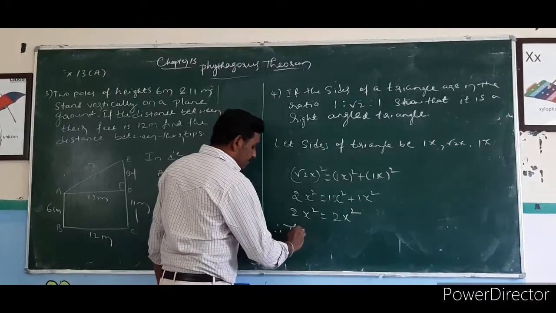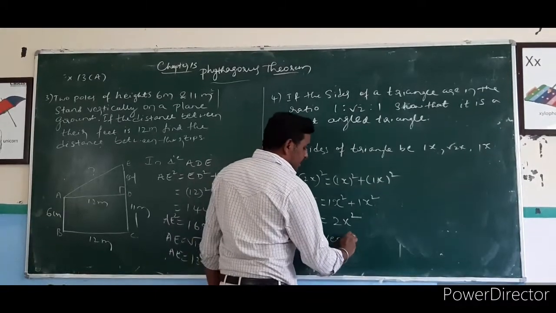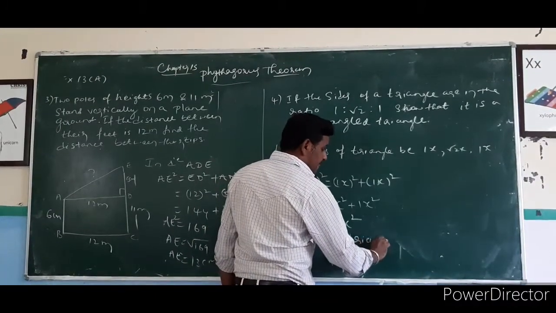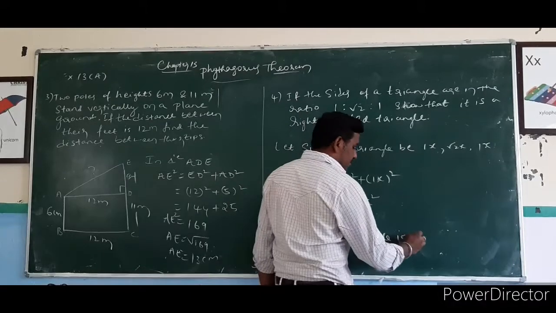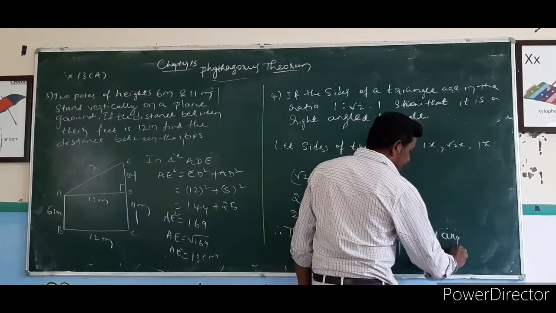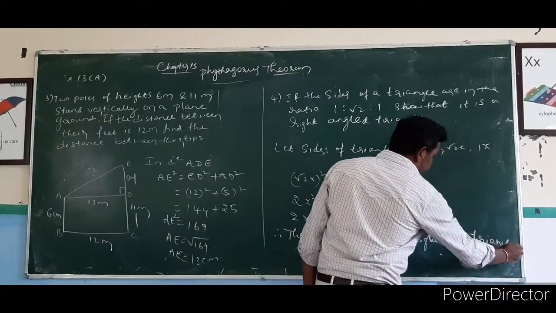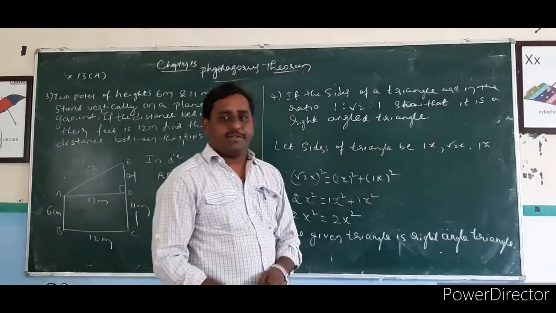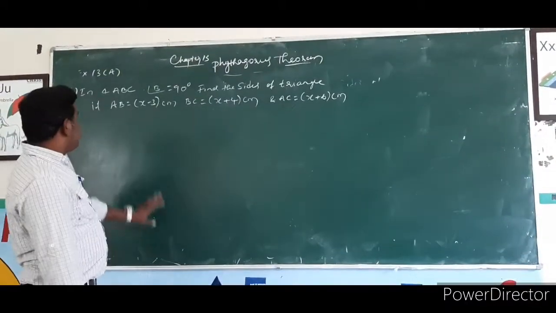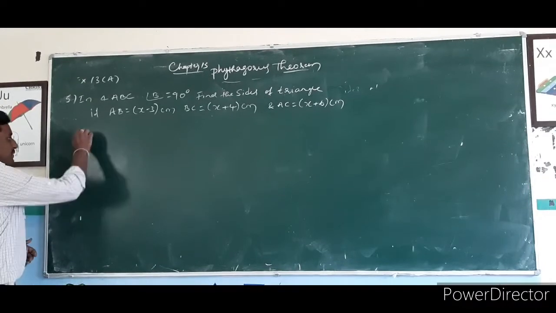Therefore, the given triangle is a right angle triangle. Like this we can show the problem. Next problem. In triangle ABC, angle B is equal to 90 degree.